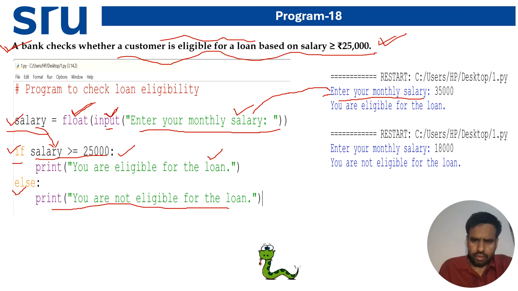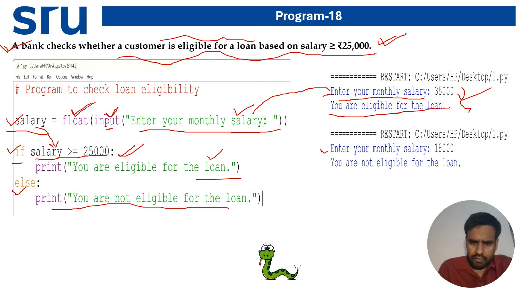So when you run this program, it asks enter your monthly salary. So you give 35,000. So in salary, 35,000 is stored. Is 35,000 greater than or equal to 25,000? Yes, the condition is true, so the print message comes, you are eligible for the loan.